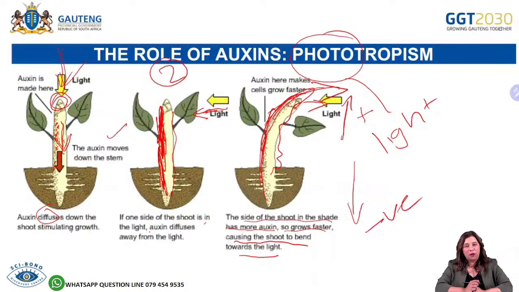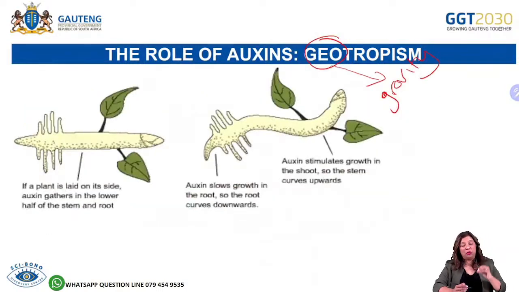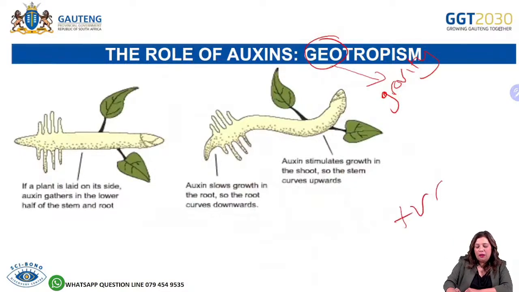It's obvious now. The stem needs light, so the stem is positively phototropic. The root needs water and mineral salts. It's not going to find them up there, it's going to go down, so it's negatively phototropic. Now we're going to be able to understand geotropism a lot better. From our knowledge from the slide before, if the root is growing towards gravity, and we're talking about geotropism, the root is going to be positively geotropic.